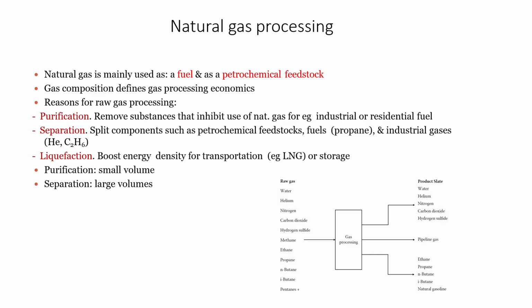This slide also discusses another interpretation of natural gas processing, because as we know, natural gas is mainly used as two things: first of all, as a fuel, or as a petrochemical feedstock, where you use it as a raw material to produce sometimes highly expensive chemicals or materials as well. Therefore, the main composition of the gas will determine the price, or the economy, or the value of your gas.